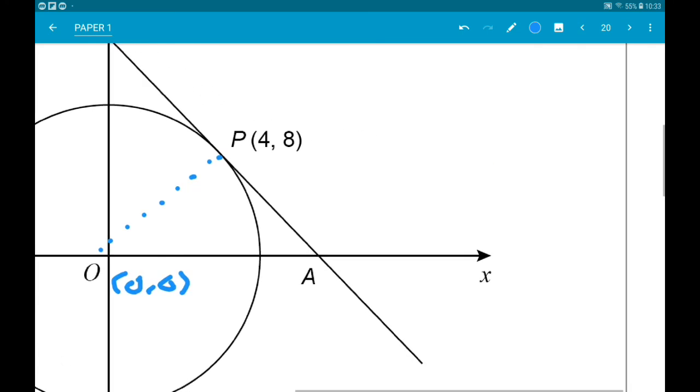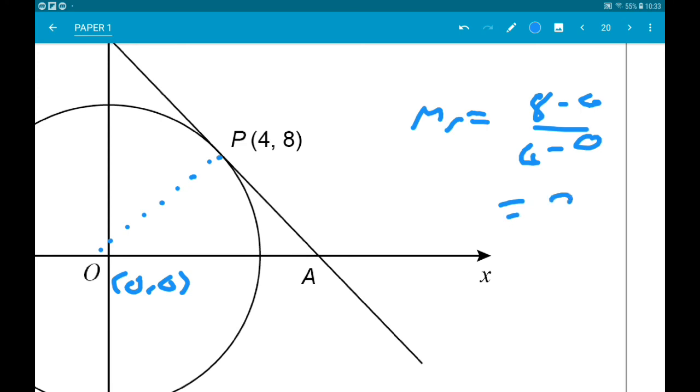Now, gradient is difference in y over difference in x. So the gradient of the radius, so I like to call m with a little r, is going to be 8 minus 0 over 4 minus 0, which gives us 2. Now, because a radius and a tangent are perpendicular, their gradients multiply together to minus 1.